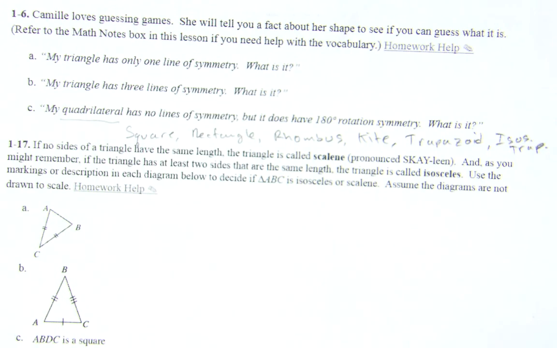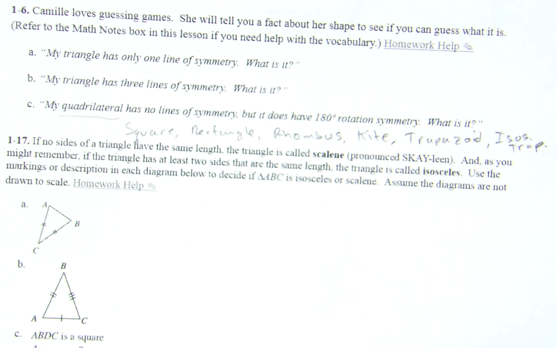But it has no lines of symmetry. So if you draw a line in the middle of it, if you flip it over that line, it's not going to look the same. But it does have 180 rotation symmetry. So if you rotate it twice, right? 90 degrees, 1 turn, 180 is 2 turns, then you should have some rotational symmetry.